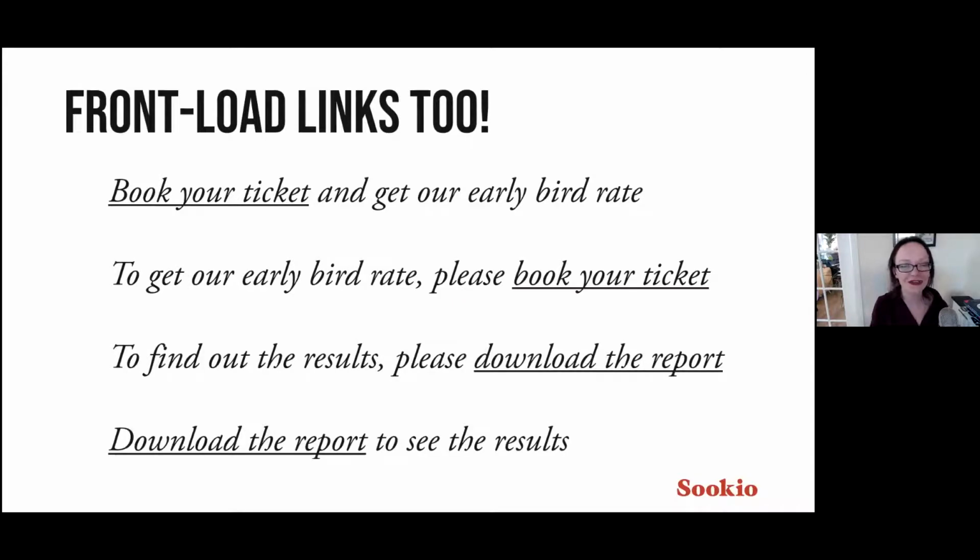And again, I'm just editing all the time when I'm writing. So you might start by writing, to get our early bird rate, please book your ticket, but then just flip it around so that comes first. So: book your ticket and get the early bird rate. Download the report to see the results. And it's all these little things that make your content, even if you're writing about quite intricate, heavy subjects, more easy to read and use and navigate your way around, just by flipping things like this around all the time.